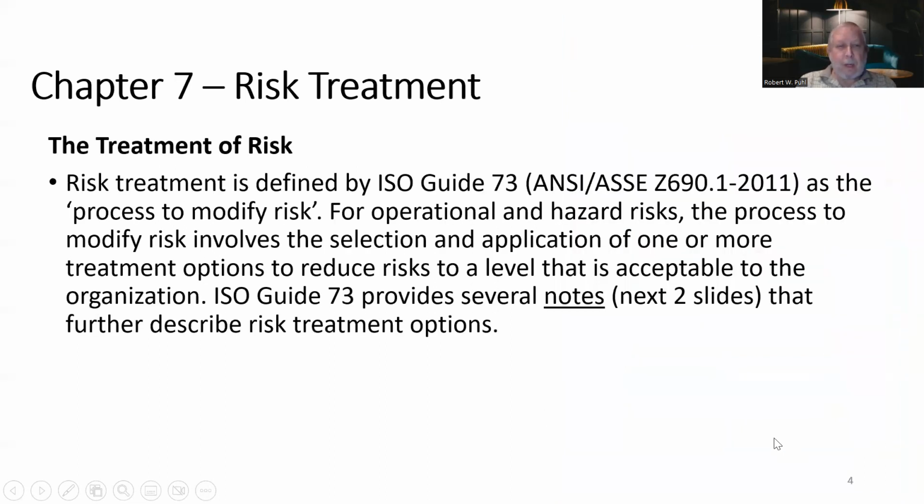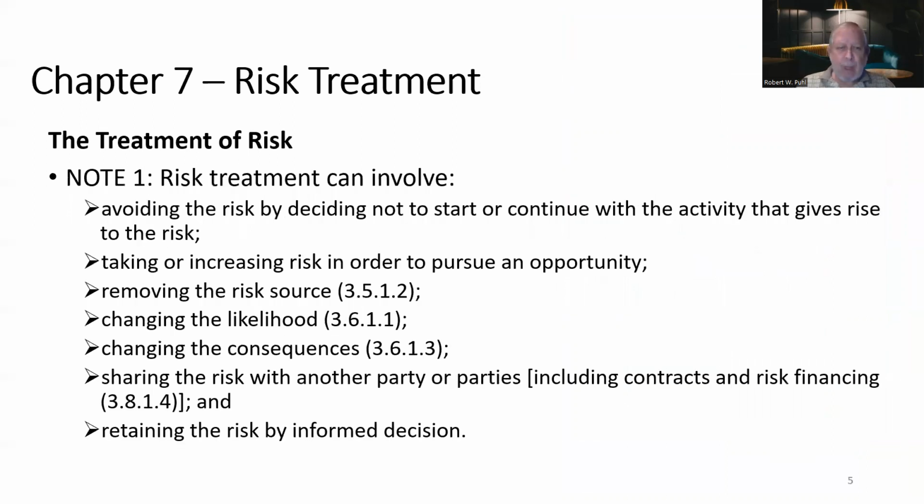All right. Risk treatment is defined by ISO Guide 73 as the process to modify risk. For operational and hazard risks, the process to modify risk involves the selection and application of one or more treatment options to reduce risk to a level that is acceptable to the organization. ISO Guide 73 provides several notes, which we'll talk about in the next 2 slides, that further describe risk treatment options.